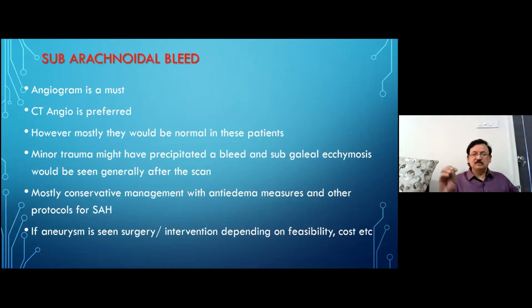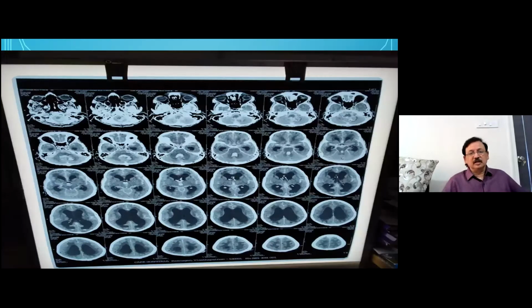But it is always better if the patient has a subarachnoid bleed. It could be a traumatic subarachnoid bleed, but we have to do an angiogram to rule out an aneurysm. Mostly, these are managed conservatively with anti-edema measures and other protocols for subarachnoid hemorrhage. But if aneurysms are detected, surgery is a must, or intervention, depending on the feasibility, cost and individual choice. This is an example of a subarachnoid hemorrhage with an intraventricular bleed. As I said, we did an extraventricular drainage, converted it into an Ommaya reservoir, and later we had to put in a shunt for this patient.